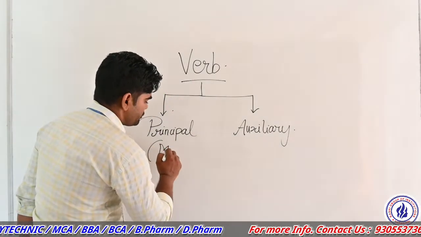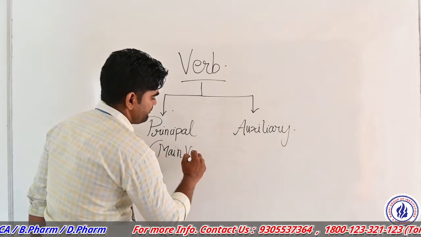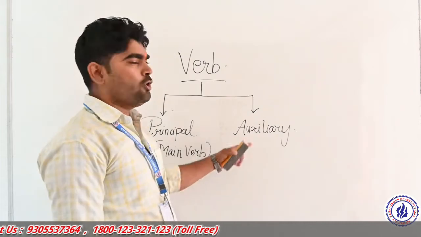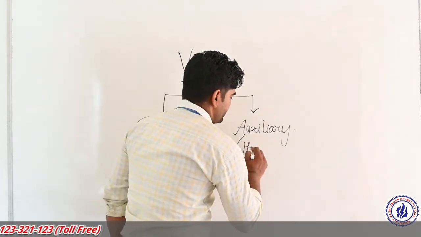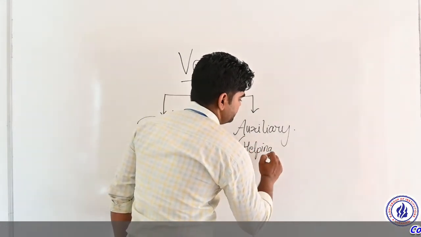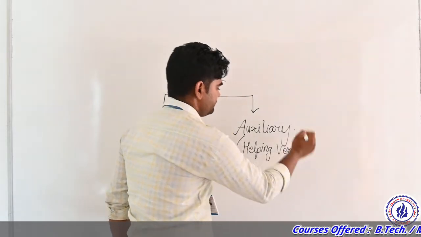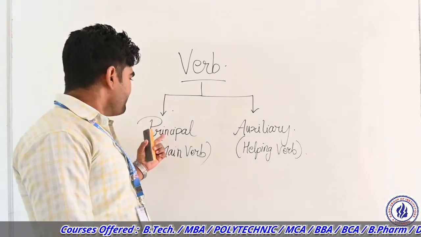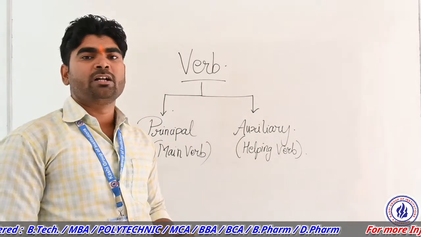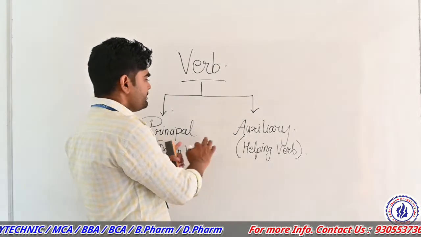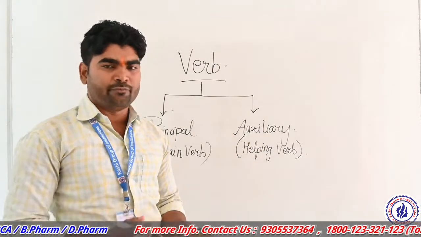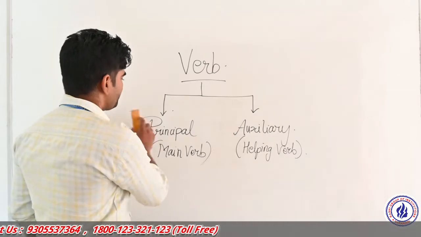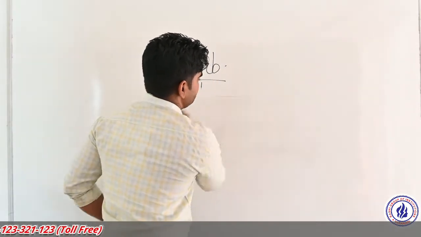Principal verb is also called main verb. Auxiliary verb is also called helping verb. Now we will see the difference between principal verb and auxiliary verb. Okay, what is the difference between principal and auxiliary verb? It will be clear with the further process. Now let's see.